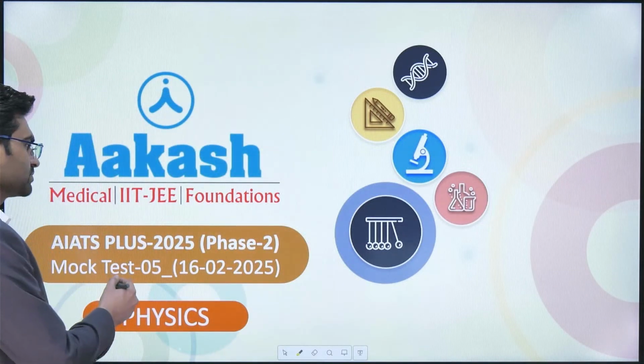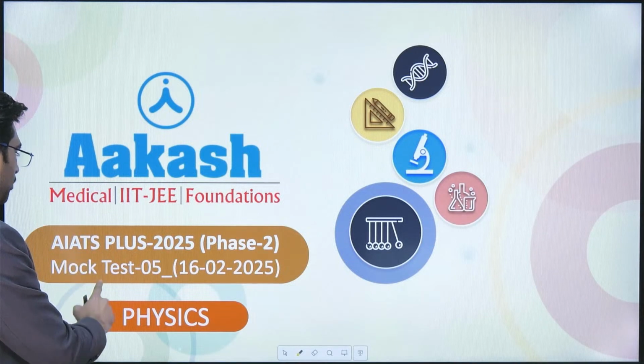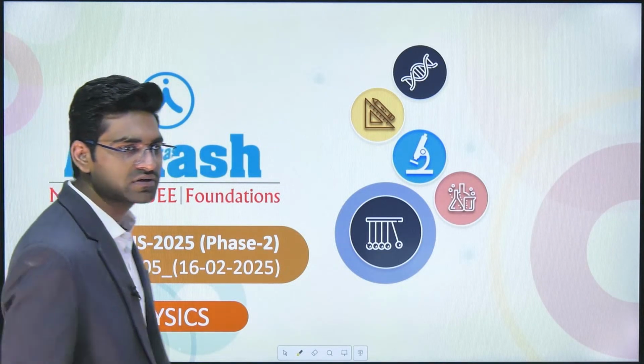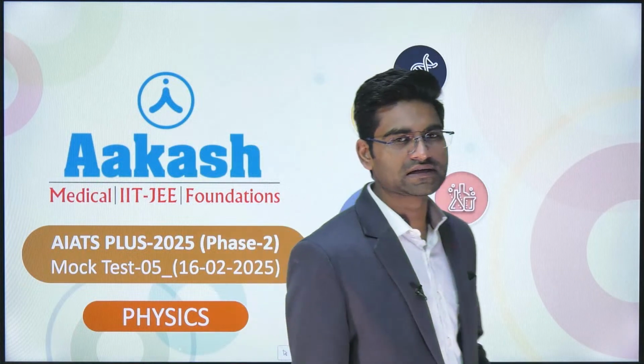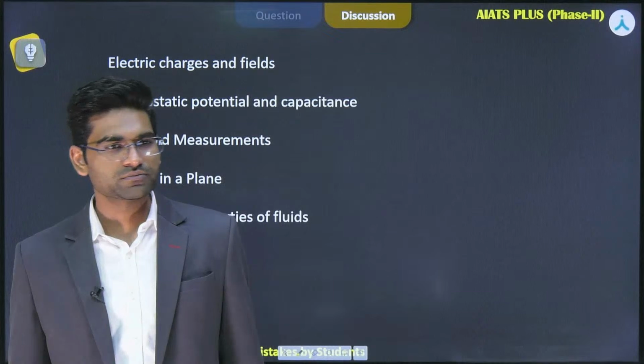This is the paper AIATS Plus 2025, Phase 2, mock test number 5, conducted on 16th of Feb 2025. So let's see the next slide. These are the chapters which I am going to discuss.